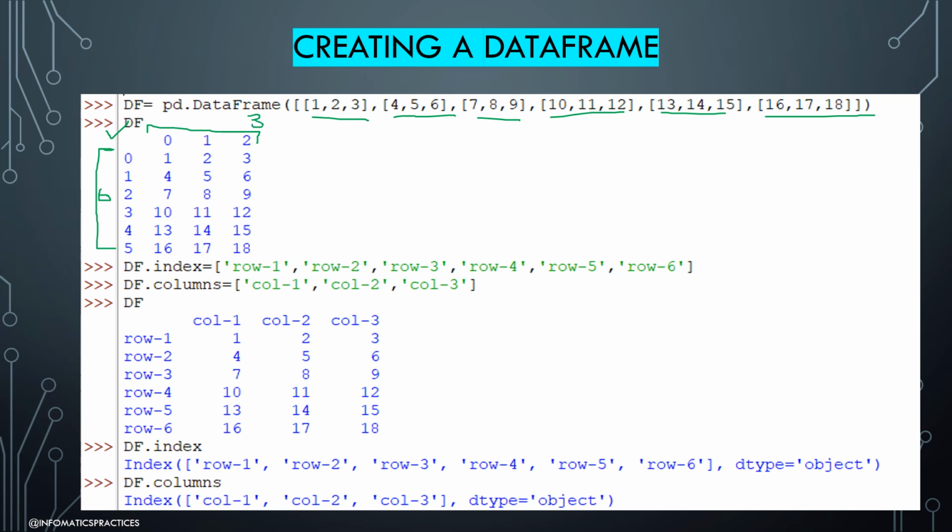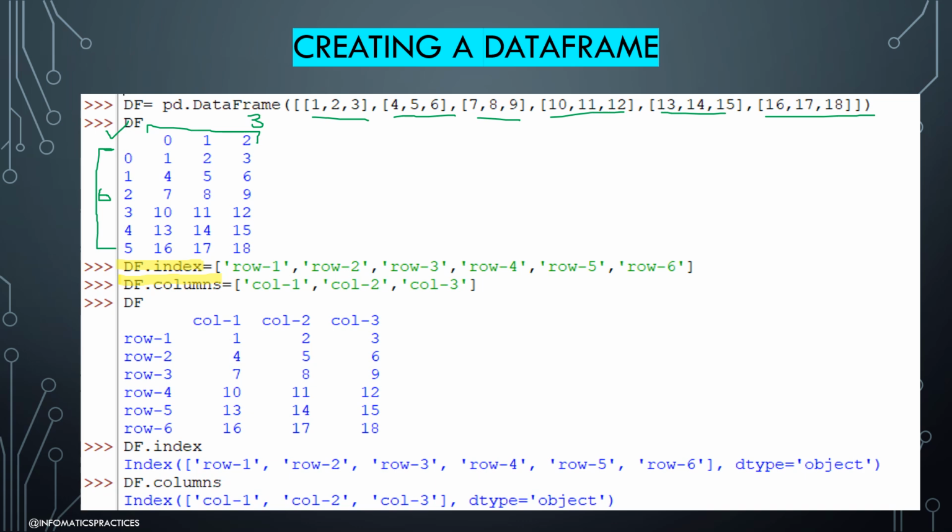Now in order to name or label these row and column indexes, we'll use df.index equals to, and I am giving a list of the values or labels I want to put, and similarly df.columns equals to, and I'm putting a list of the column labels I want. Just be careful that only as many labels should be given as the number of rows or columns there already are, otherwise it would give an error, right?